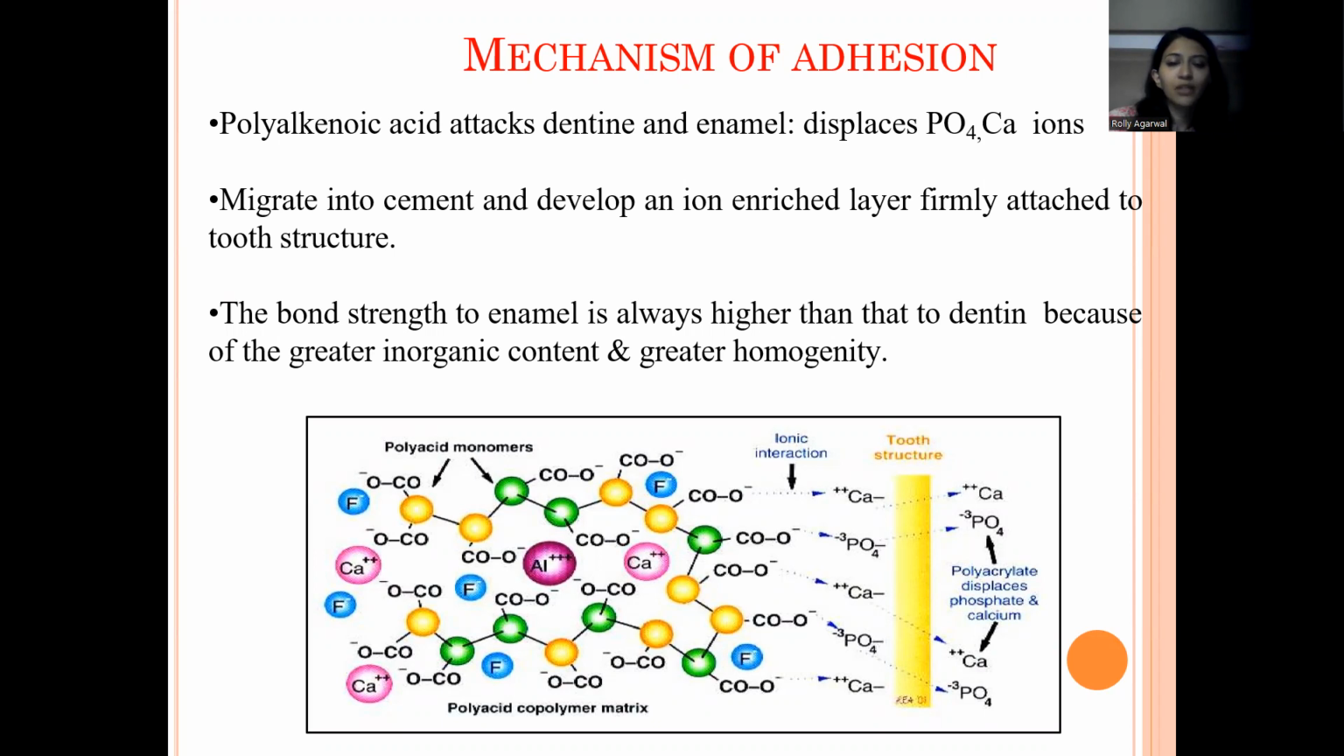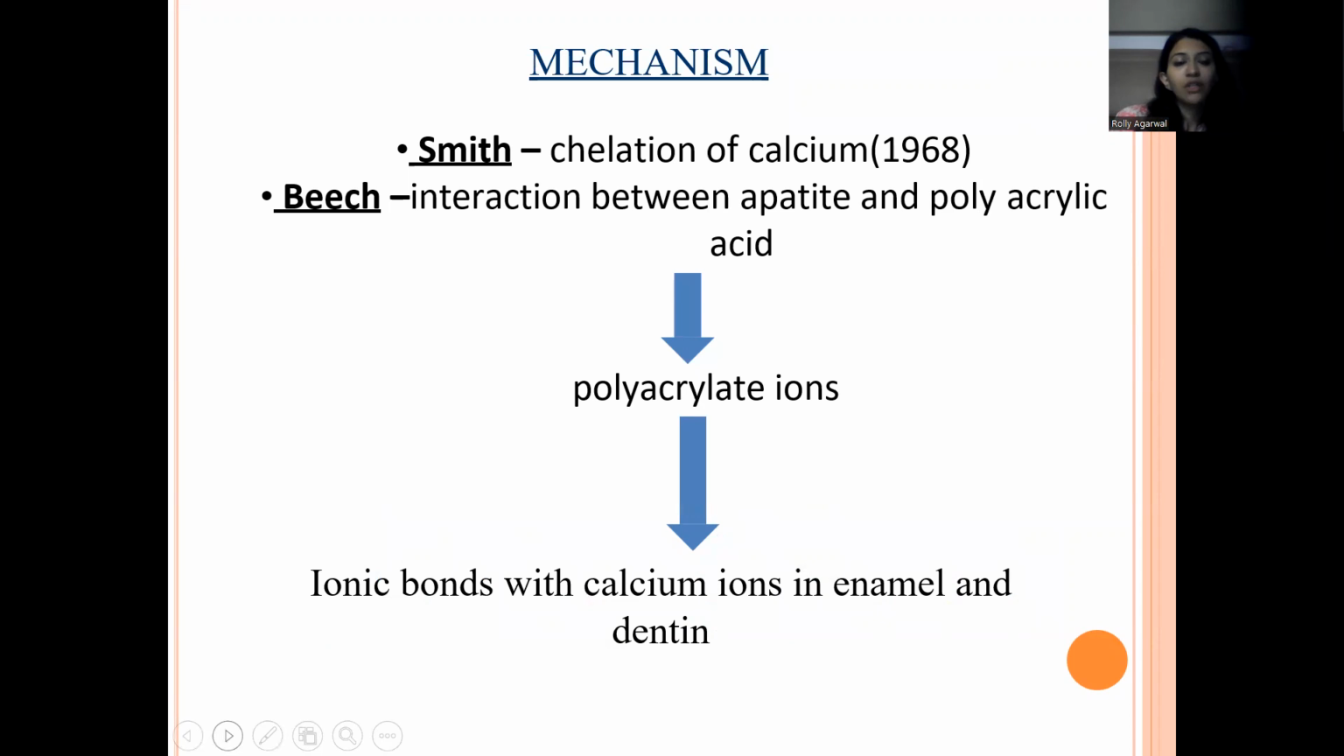The bond strength to enamel is always higher than that to dentine because of the greater inorganic content and greater homogeneity. So what is the mechanism? As suggested by various researchers, it is the chelation of calcium ions, or interaction between the apatite and polyacrylic acid to form polyacrylate ions, with ionic bonds to calcium ions in enamel and dentine.